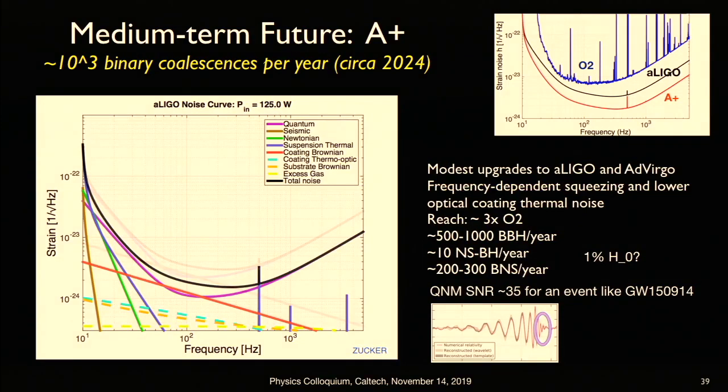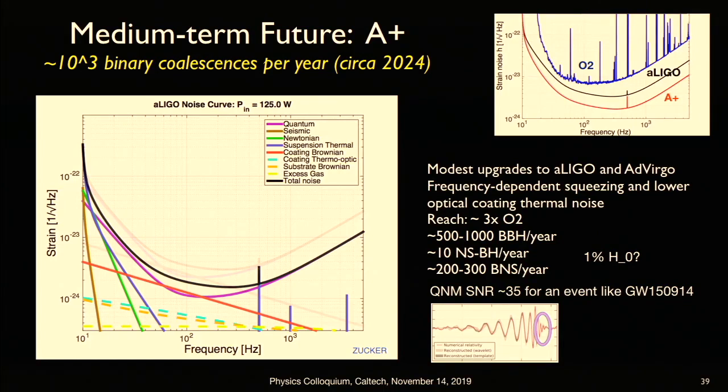In the medium term or in the future, A+ is a planned upgrade where there are modest upgrades to the advanced LIGO and Virgo as well, such as the introduction of frequency-dependent squeezing and possibly a lower thermal noise optical coating, addressing two of the main limiting sources of noise for advanced LIGO.